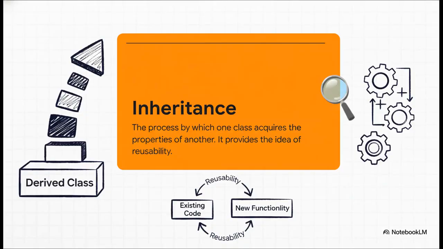Okay, so here's the more formal definition. It's the process where one class can basically absorb the properties, all the data and the functions of another. And the magic word here, the whole point of doing this, is reusability. You get to build on top of solid, working code without ever having to mess with the original.